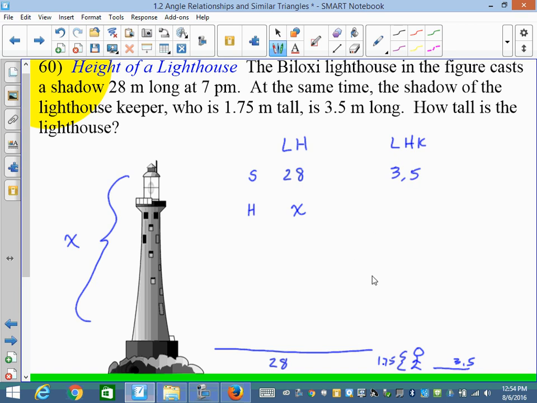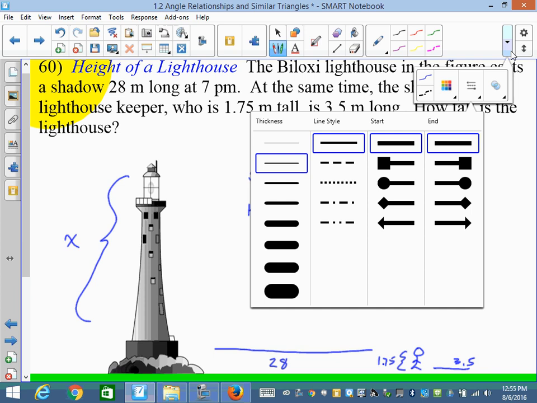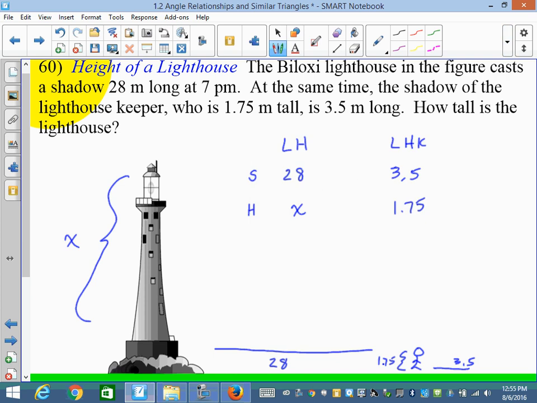And his height, 1.75. So what we have here, and I'm going to change colors for you, is we have our proportions set up for us. So I'm going to change colors so you guys can see this. What color shall we go to? Just go black. Okay. So I just want to get a little bit smaller line. So really, this is what I have. And you guys should be going, really? That's it? That's all I have to do? Yes, that's all you have to do.